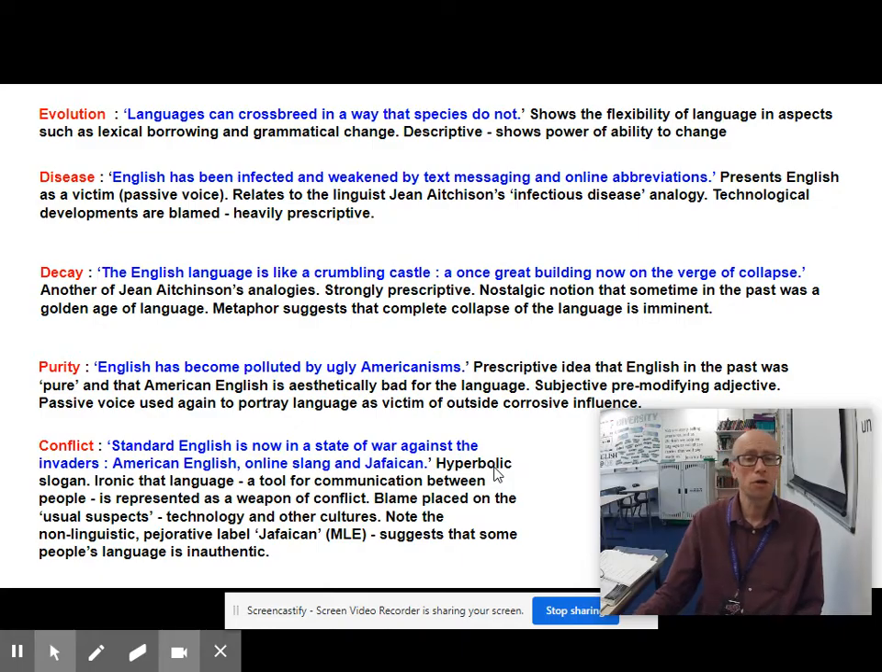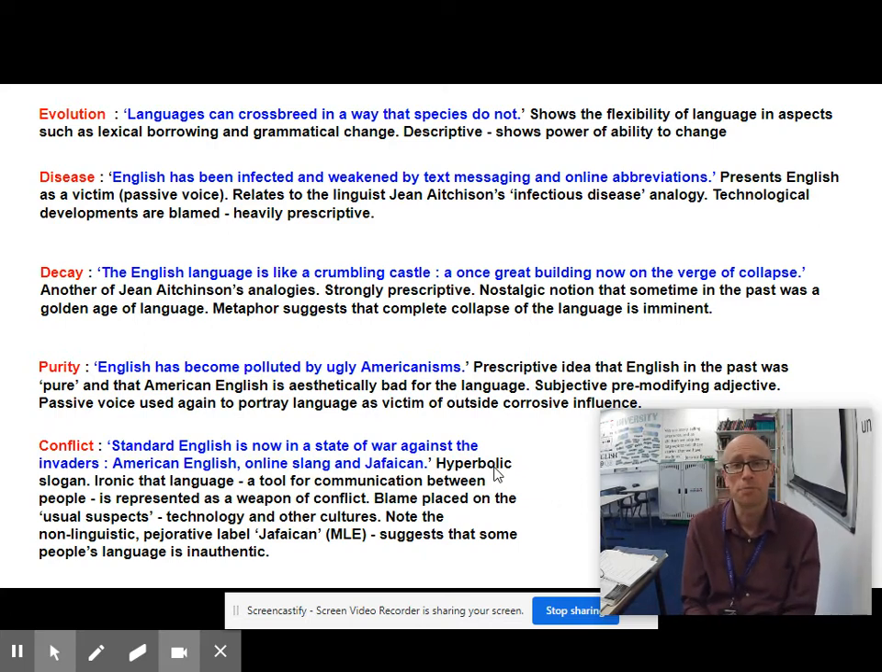And then finally, you've got conflict. Standard English is now in a state of war against the invaders. American English, online slang, and Jafaican. So we've got lots of hyperbole here. We've got a kind of hyperbolic slogan that's being used. And it's pretty ironic, isn't it, that when you think about language, which is supposed to be a tool of communication that's bringing people together, here it's being represented as a weapon of conflict.